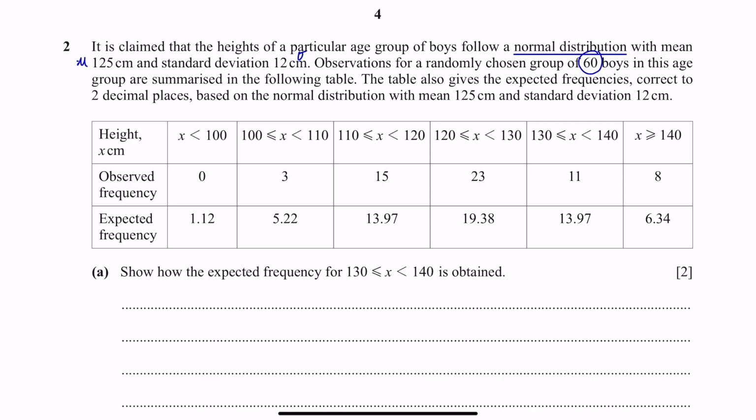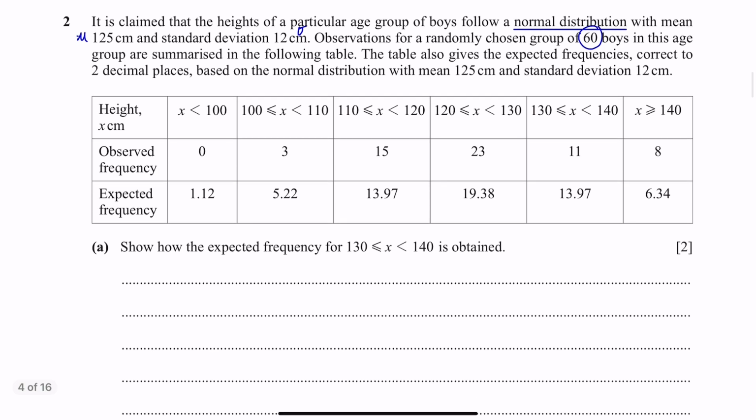Alright, so this would be a chi-square test following a normal distribution. So the first step, we need to show how the expected frequency for 130 to 140 is obtained. So we need to show this figure basically. And how do we find the expected frequency? It's the probability for 130 to 140 times the number of samples. So first we need to find the probability.